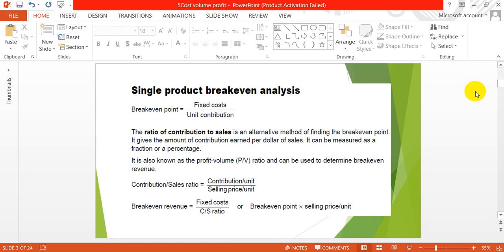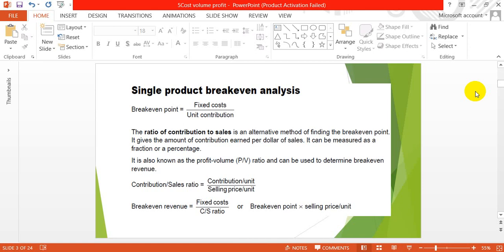The ratio of contribution to sales is an alternative method of finding the break-even point. It gives the amount of contribution earned per dollar of sales. It can be measured as a fraction or as a percentage. At times, it's also known as a profit volume ratio, or the PV ratio, and it can be used to determine break-even revenue.